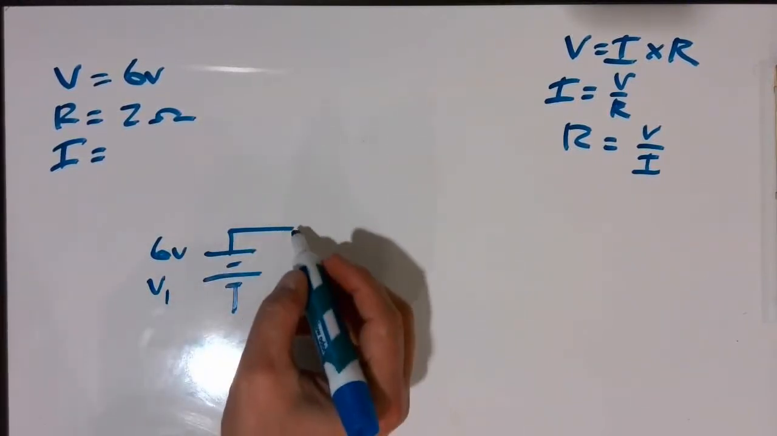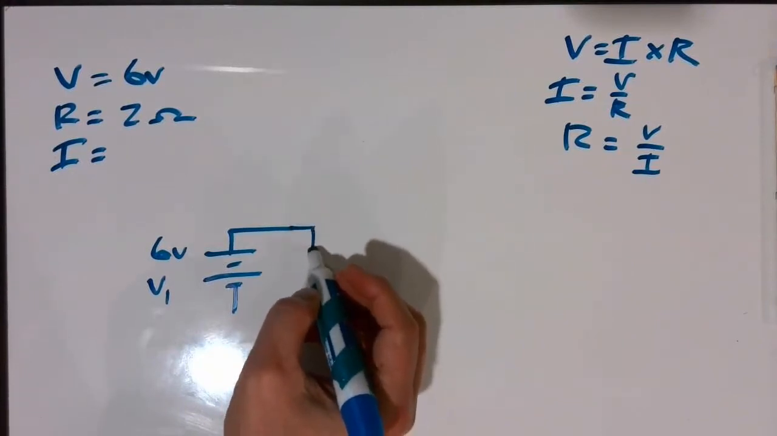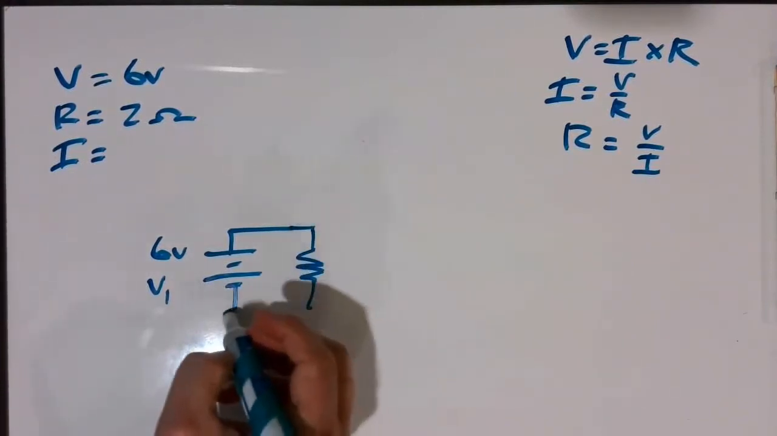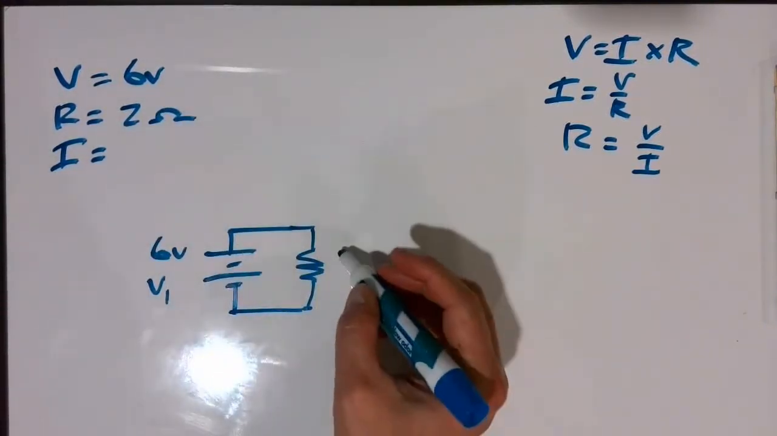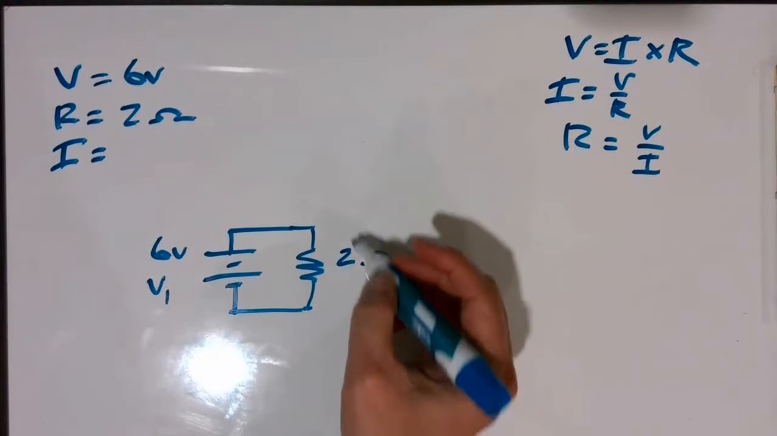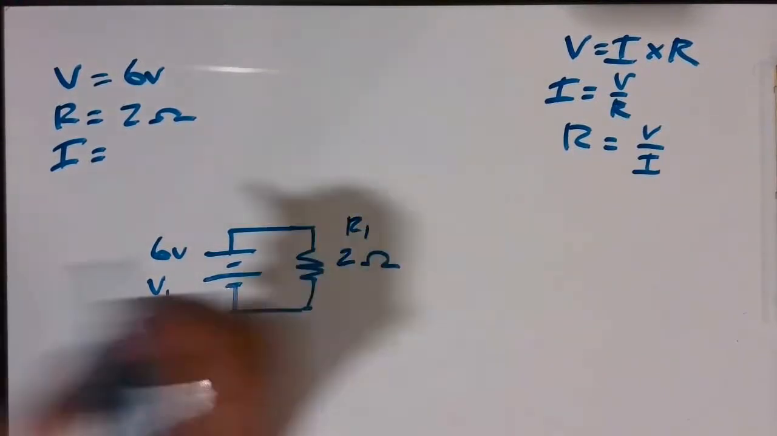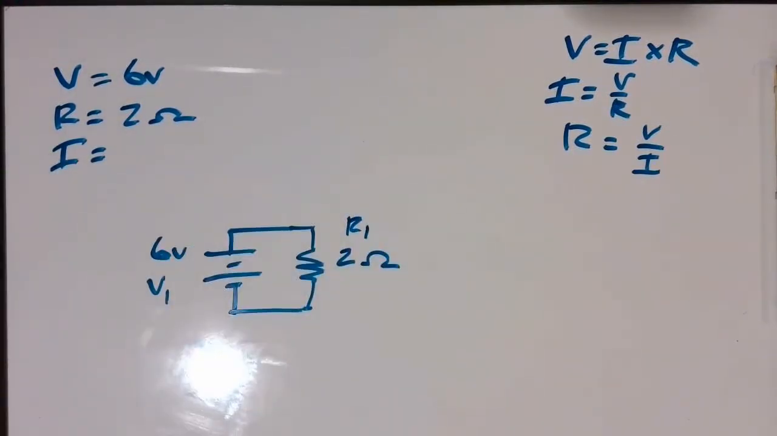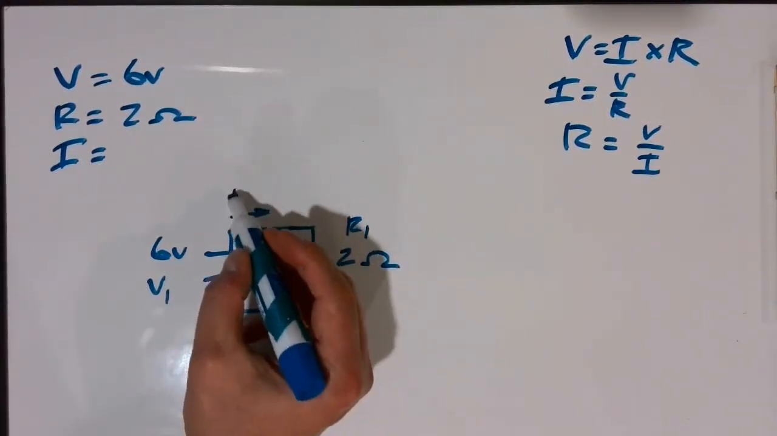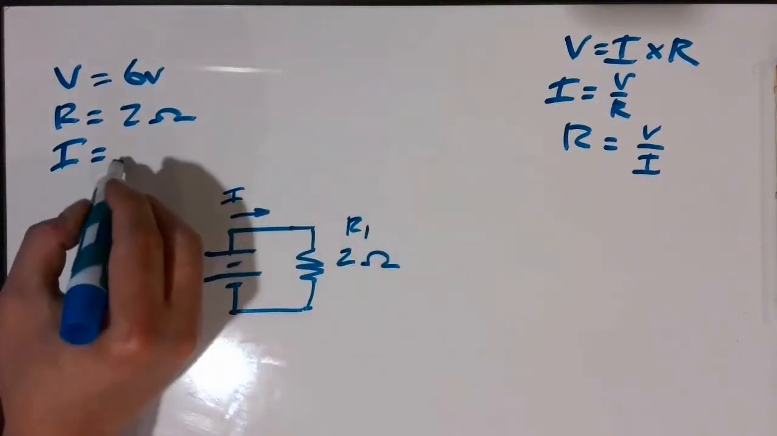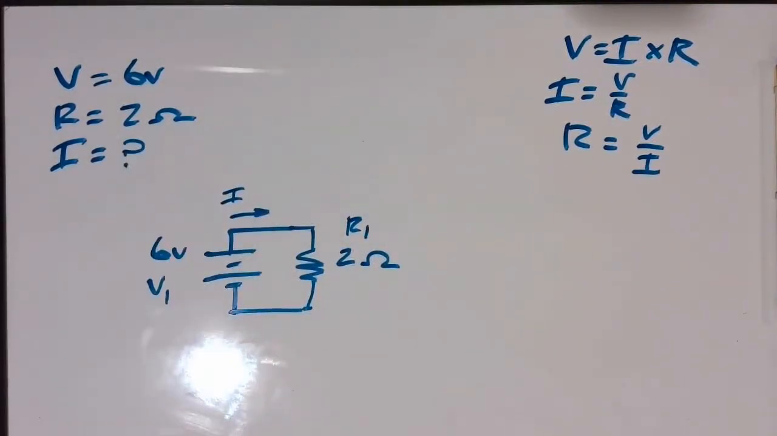Next, we're going to draw the resistor in the circuit, drawn like that. And in this case, the resistance is equal to 2 ohms. And we'll call it R1. These naming conventions become more important as we add more components into the circuit. The current, because it's not a component, is typically shown as an arrow, like this, with the letter I. And this is the variable that we're solving for. We don't know what the current is.